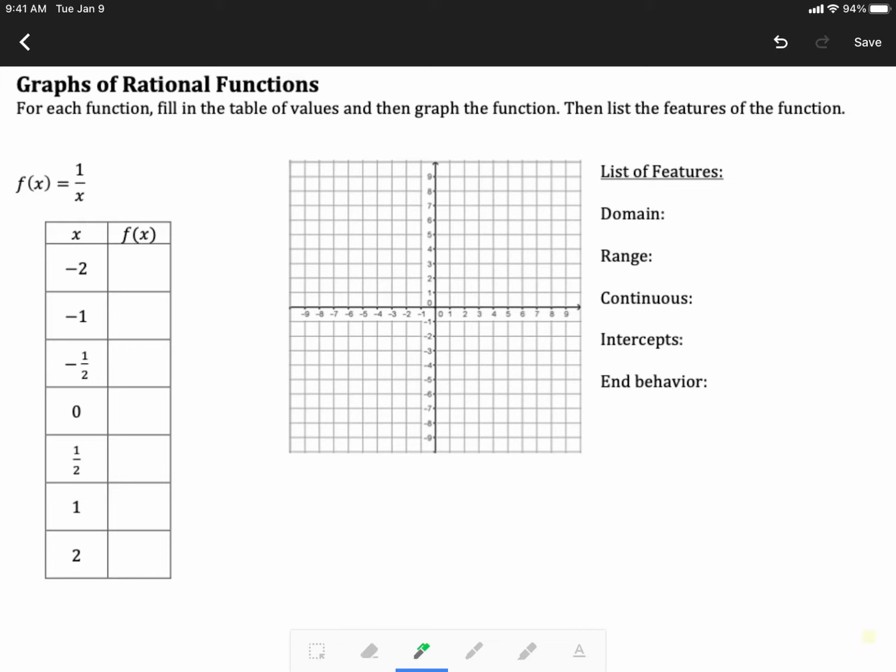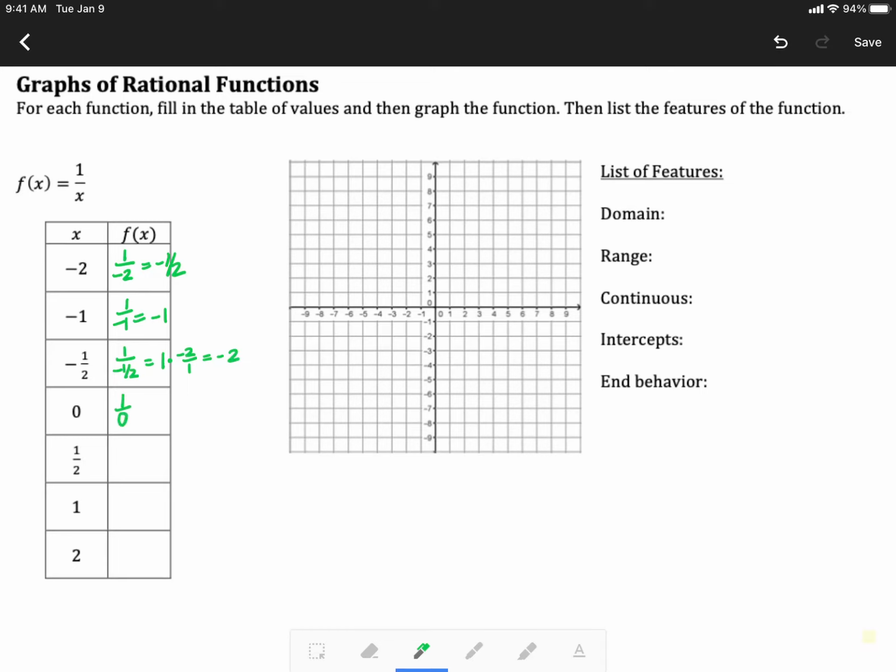I'm going to just plug in these standard points to fill in a general shape of this function. So f of negative 2 is 1 divided by negative 2, which is negative 1 half. 1 divided by negative 1 is just negative 1. 1 divided by negative 1 half is like multiplying by the reciprocal, so it's actually 1 times negative 2 over 1, or negative 2.